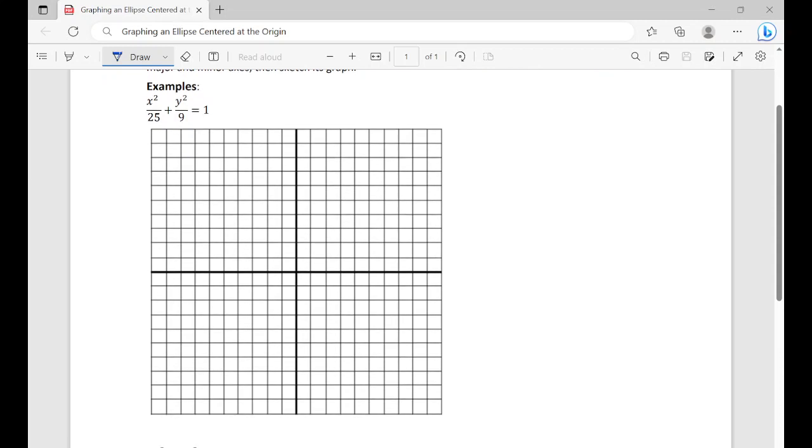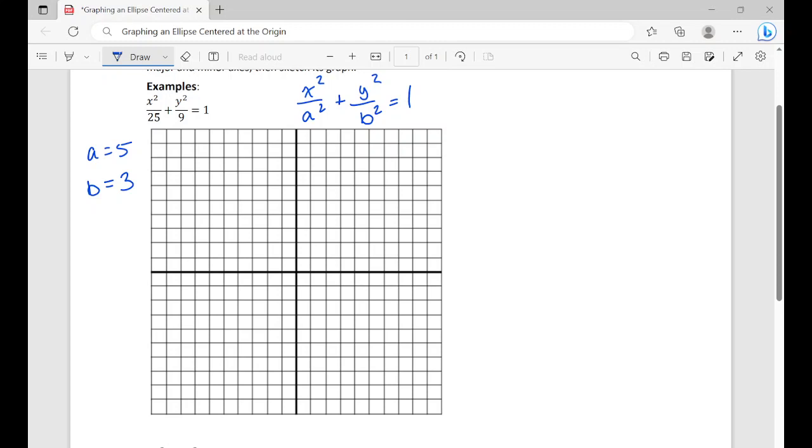So for the first ellipse, x squared over 25 plus y squared over 9 equals 1 is a horizontal ellipse. And you can tell that by the fact that the bigger number is under x. So that means it's going to run longer along the x-axis. So x squared over a squared plus y squared over b squared equals 1. So here, a equals 5 and b equals 3, the square root of each one.